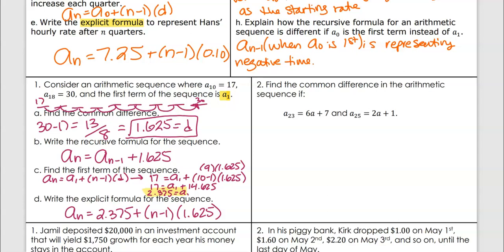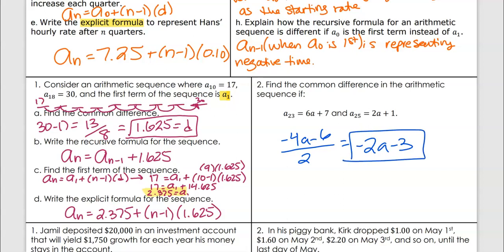Okay, just because there's a variable in there, let's do it the same way we did before. How did 6a become 2a? We went down 4, right? Down 4a. How did 7 become a 1? It went down 6. And then how many steps did that happen? If I went from the 23rd to the 25th, that happened in 2 steps, right? So I'm going to divide it by how many steps it took. So my common difference is going to be negative 2a minus 3.